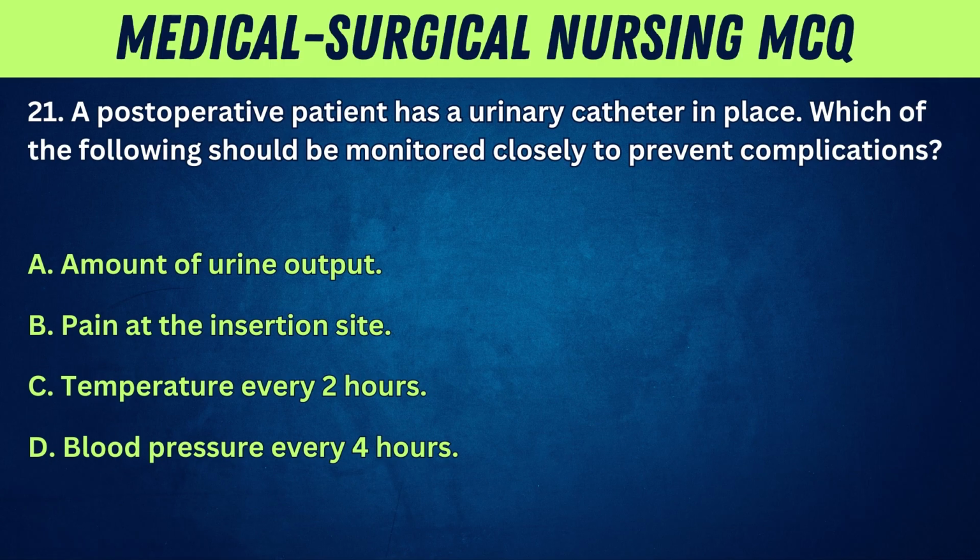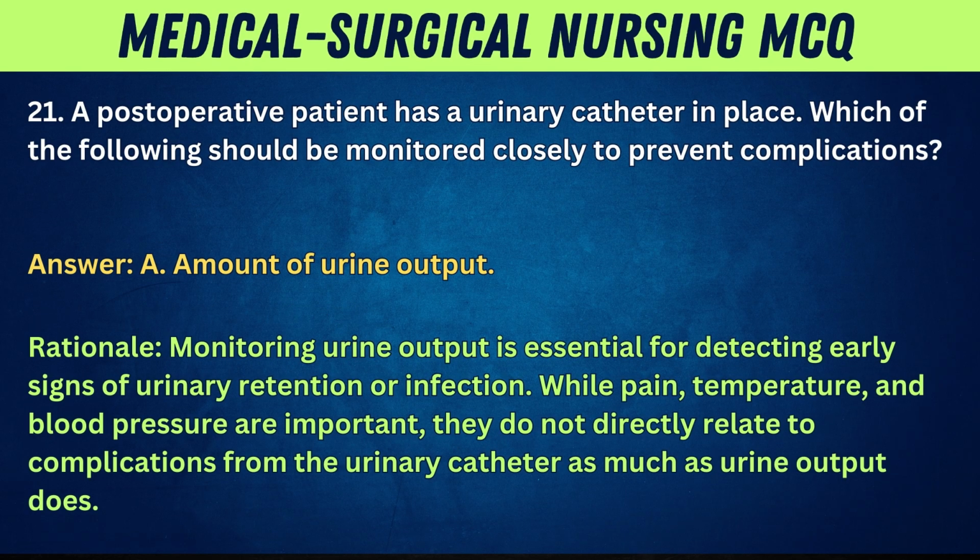21. A postoperative patient has a urinary catheter in place. Which of the following should be monitored closely to prevent complications? A. Amount of urine output. B. Pain at the insertion site. C. Temperature every 2 hours. D. Blood pressure every 4 hours. Answer: A. Amount of urine output.